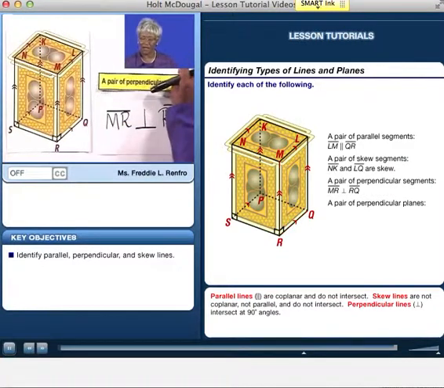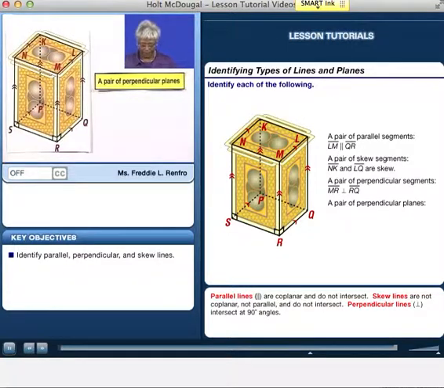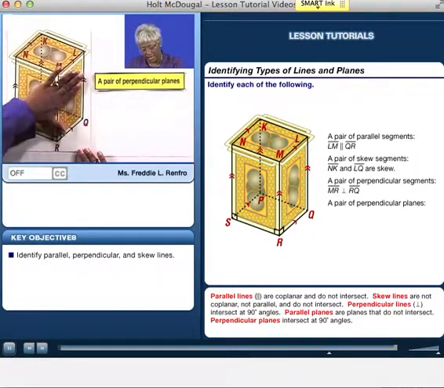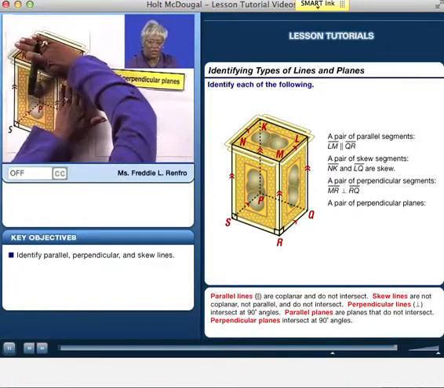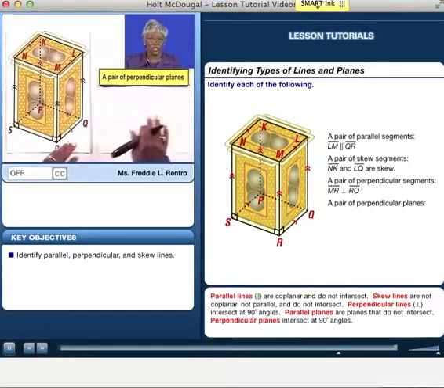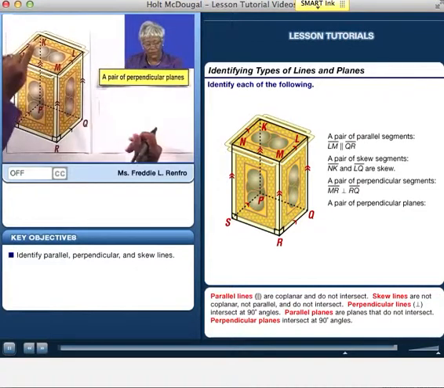Let's see if we can identify a pair of perpendicular planes. Okay. Perpendicular planes are two planes that intersect and form right angles. Let's see. I see this top plane at the top, and this plane here. So how do we name a plane? By 3 points of which two of them are collinear, or they even form a triangle if you were to combine those 3 points.